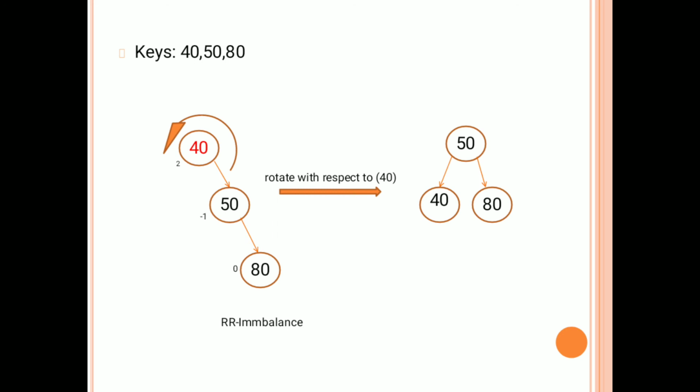To make 40 a balanced node, we can rotate the tree with respect to the position 40 to the left side. Now the root node becomes 50. 50 becomes the root node, and 40 becomes the left child of 50, because 40 is less than 50, and 80 is greater than 50. That's why it is represented on the right side of 50. Now the tree is balanced, because the balancing factors of each and every node are 0.